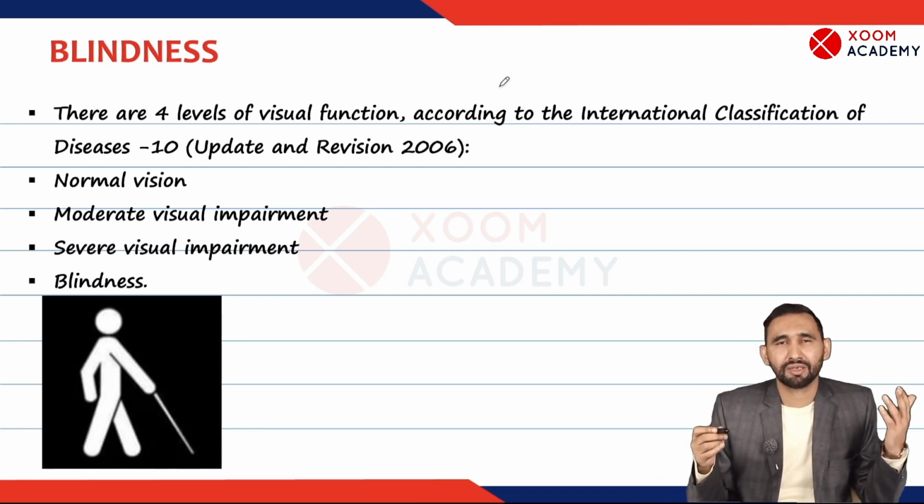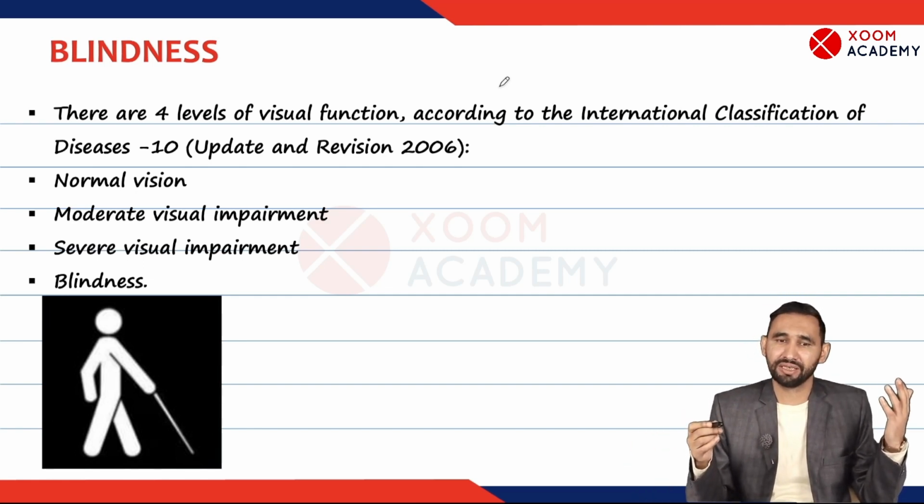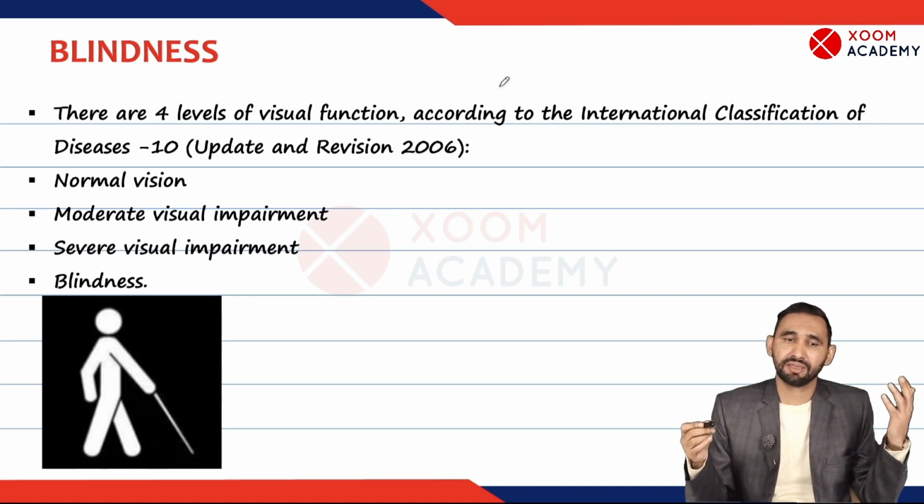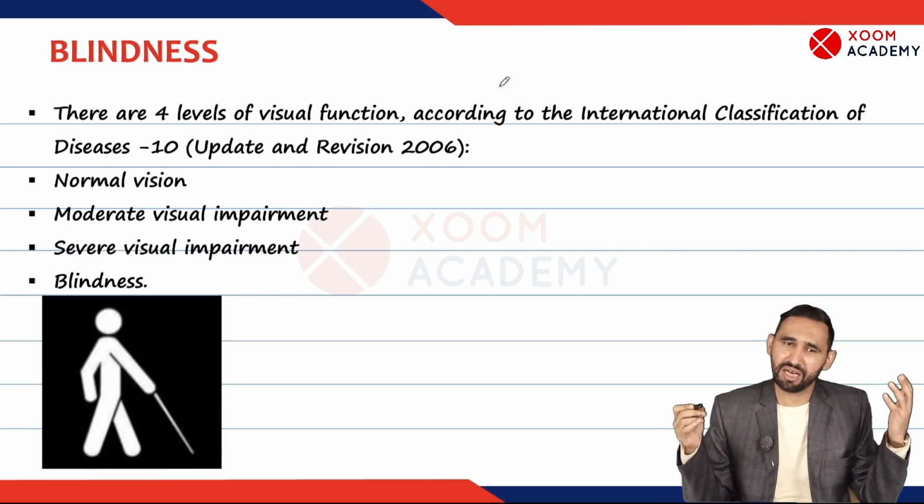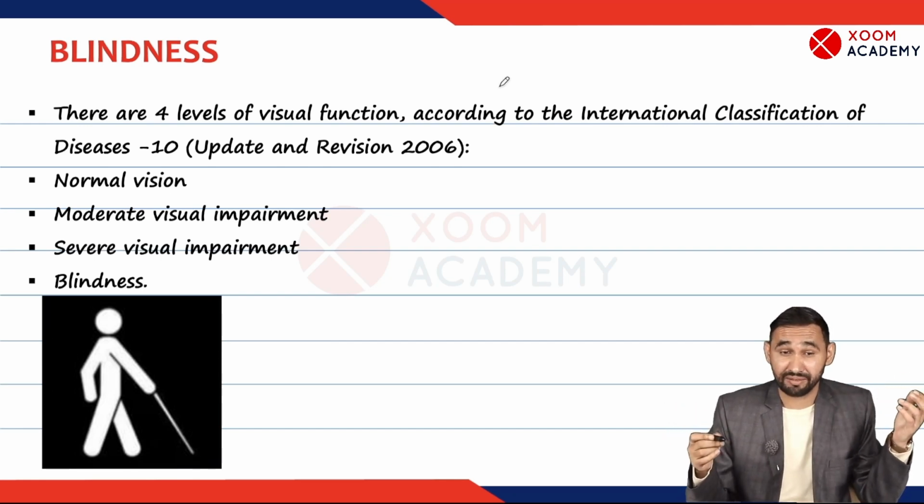Now, we will discuss another important condition, another emerging problem. That is blindness. Nowadays, the incidence of blindness is increasing in Pakistan.